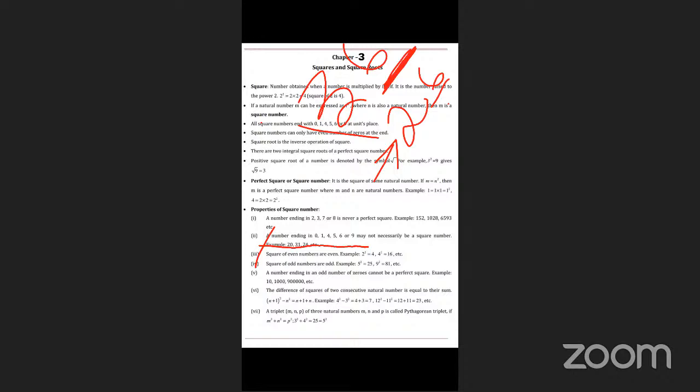Third rule, the square of an even number is even. If you have an even number, suppose 4, and you make its square, whatever answer you get will also be an even number. Suppose you have the number 5, which is an odd number. If you make its square, you will get 25. So the answer, 25, is also an odd number. Simply, if you multiply an even number 2 times, the answer will be even. If you multiply an odd number 2 times, your answer will be odd.